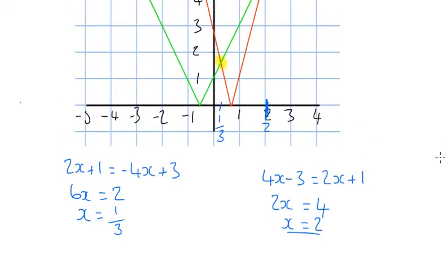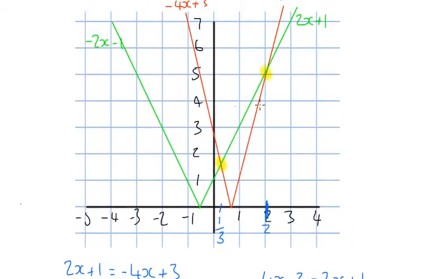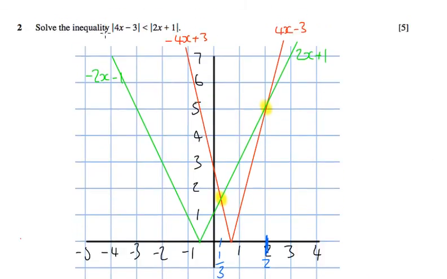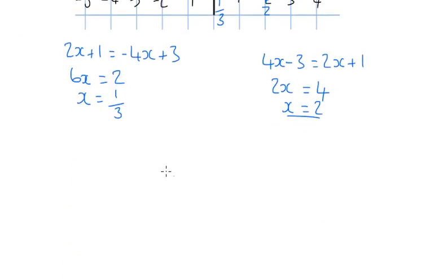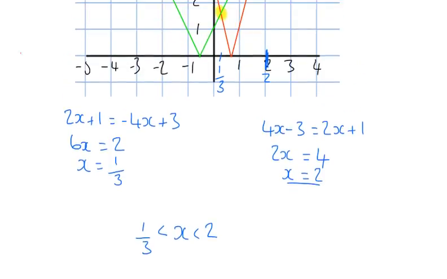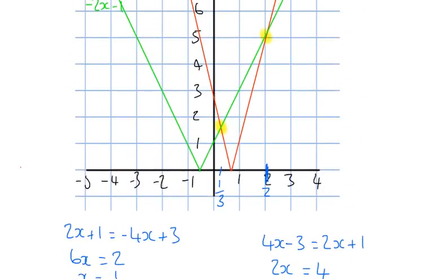So this is the point 2, and as I said, to solve the inequality, that's when is the mod of 4x minus 3 less than 2x plus 1, we're looking between these 2 points. So my final answer is when x is less than 2 but more than a third, because that's the section of the graph where the red line is below the green line.